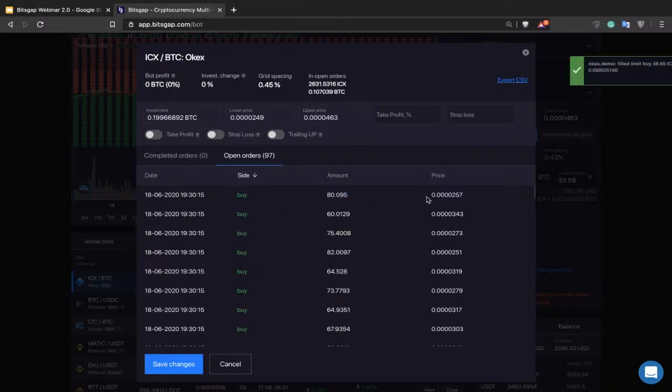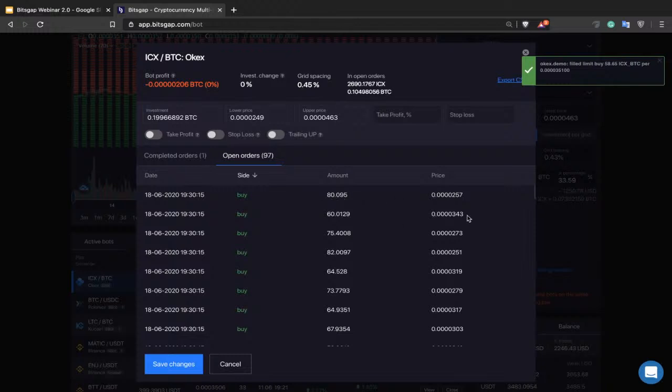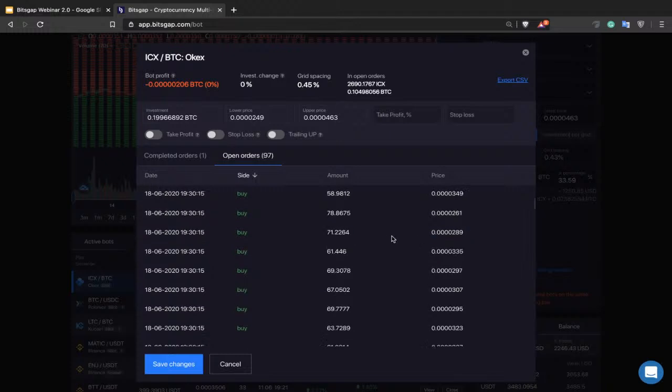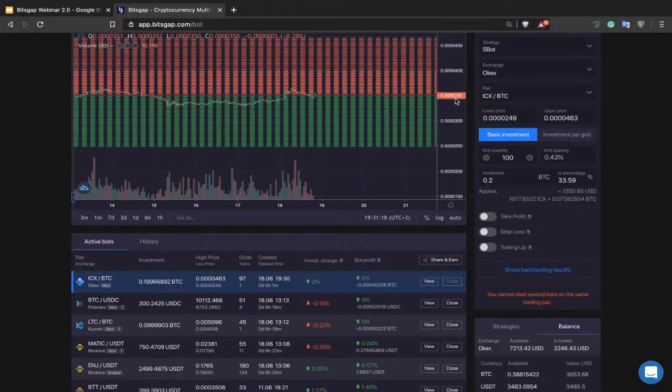And here we have the proportionate distribution by the price. So the lower the price, you see, the higher is the amount to buy. The higher the price, the lower is the amount to buy. And if we multiply that amount, in this case icons, by price, which is now in BTC, we're gonna get the same investment allocation as if we would multiply 60 by that price, and then again 75 by that price. So that's equal distribution implemented in the bot strategy.